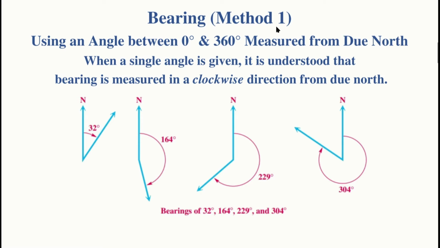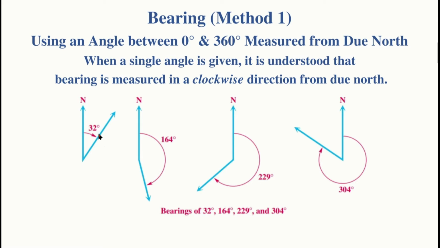We'll start with method 1 that we discussed. This method is going to use a single angle between 0 and 360 degrees measured from due north. So when a single angle is given, it is always understood that bearing is measured in a clockwise direction from due north. So this would be a bearing of 32 degrees. And that's all you have to say. You just say 32 degrees. And we know that first you're going to make a north line, right? And due north, and you're always going to measure in the clockwise direction from there.